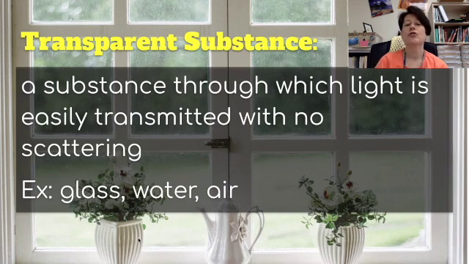Objects can also be transparent. This is a substance through which light is easily transmitted with no scattering. So these window panes in the picture are transmitting light with no to minimal scattering. They're a little dirty, so they're probably scattering light a little bit, but we're going to say they're completely transparent. Some examples of transparent substances are glass, water and air. Now, water and air, if it's clean and pure. If it has things in it, then not so much.